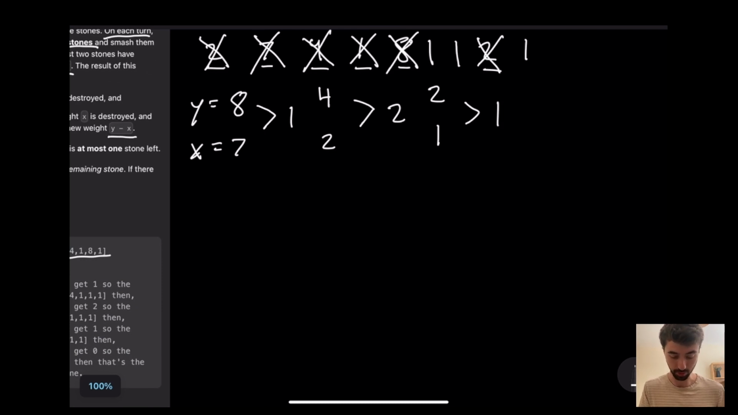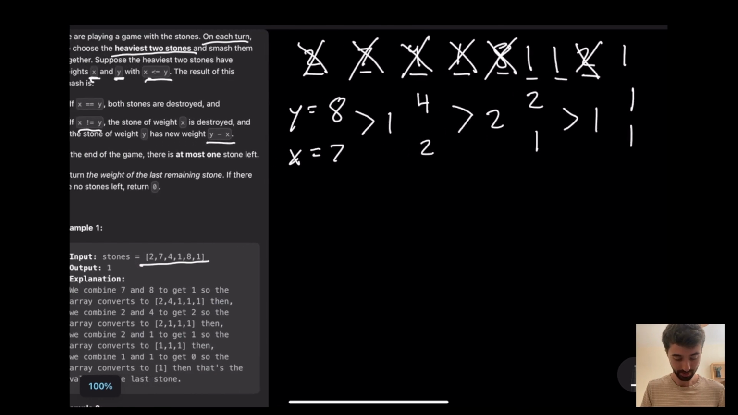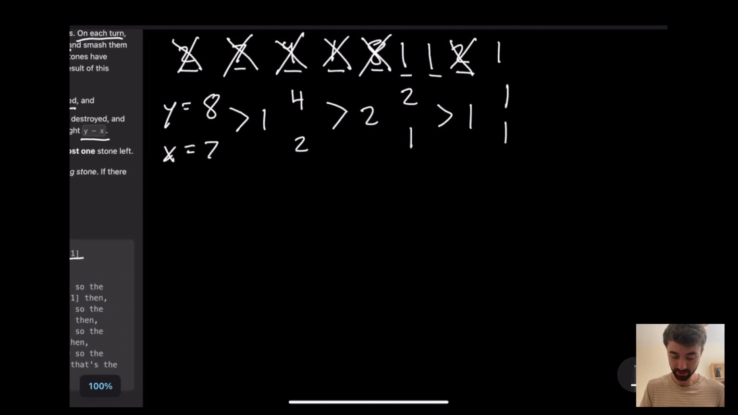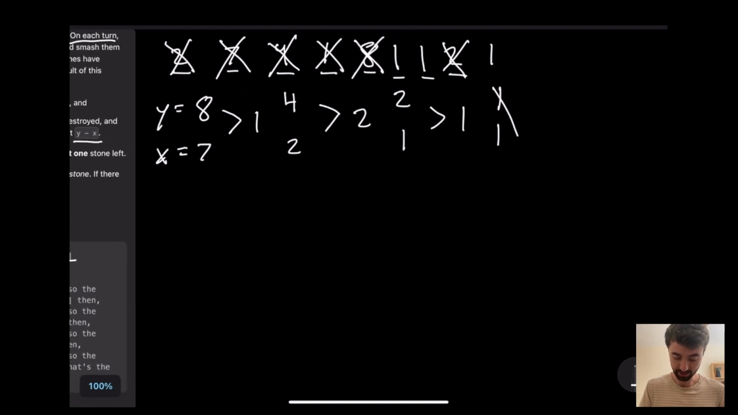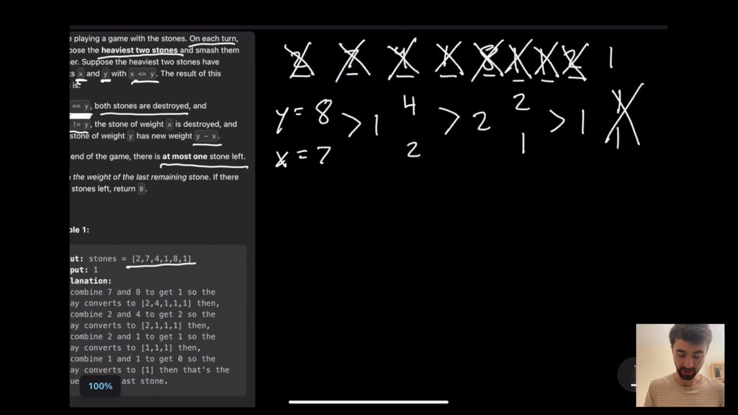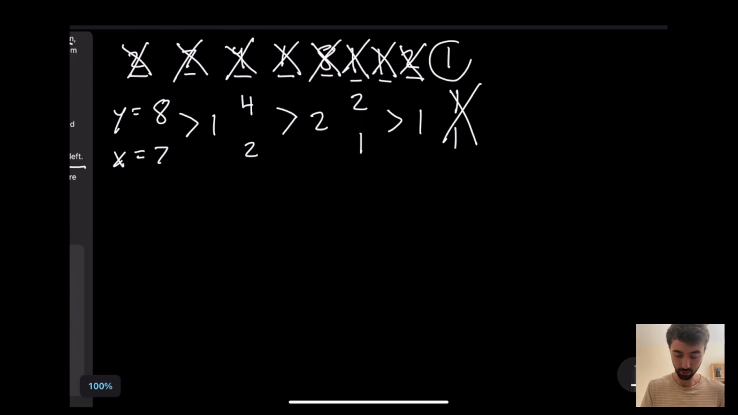Again, we choose 2 more stones. They're all the same now, so we'll just pick these 2. Now in this case, the stones are equal in weight, so both stones are destroyed. So in this case, they just completely cancel out. We destroy both of these, and now there is at most 1 stone left. So since there is exactly 1 stone left here, we return 1, which is the weight of that stone.